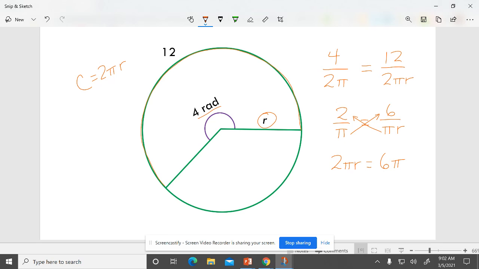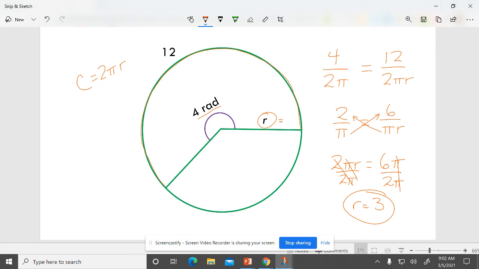What I'm ultimately trying to find is the radius. So what I can do now is divide by 2 pi, and that will tell me what the radius is. That will get r by itself. And so r is equal to, well, the pi's cancel out. I have 6 divided by 2, so r equals 3.